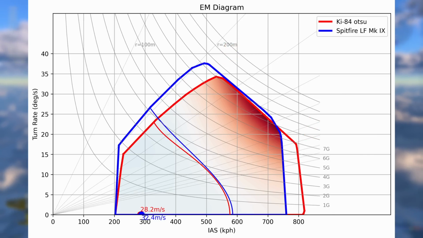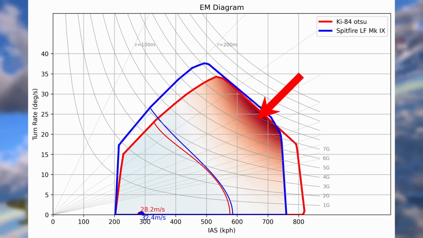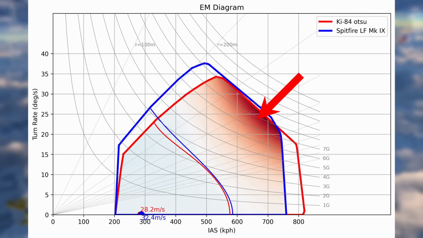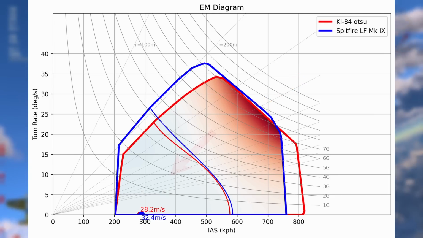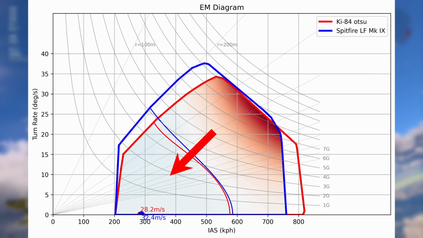This shading is to indicate how much difference there is in specific excess power, with the dark red meaning that the Ki-84 loses a lot less energy than the Spitfire in this region, and the light blue meaning that the Spitfire gains a bit more energy than the Ki-84 in this region.